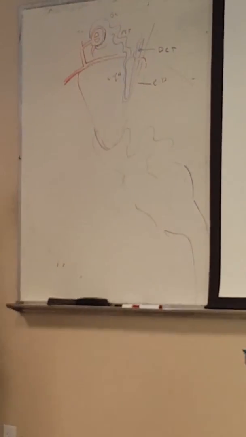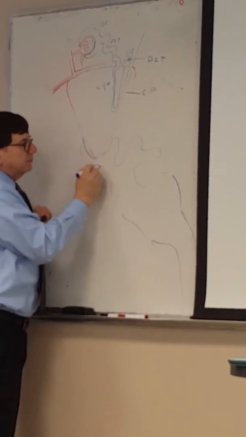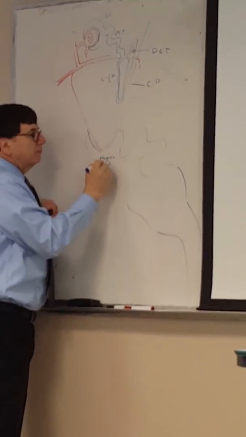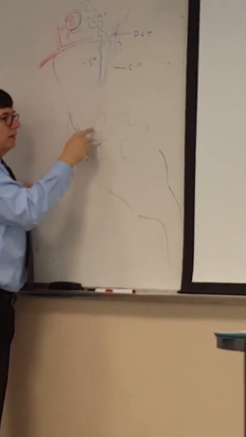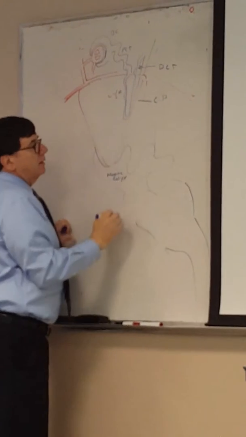Did y'all follow that part? Okay. And then the collecting duct is going to carry filtrate into the minor calyx, where it becomes urine. These are two minor calyces. Here's another renal pyramid over here.